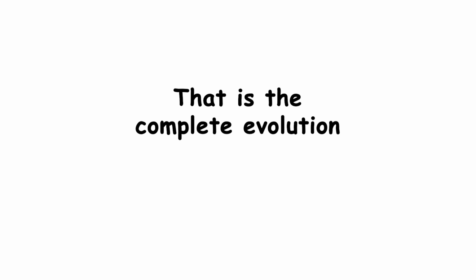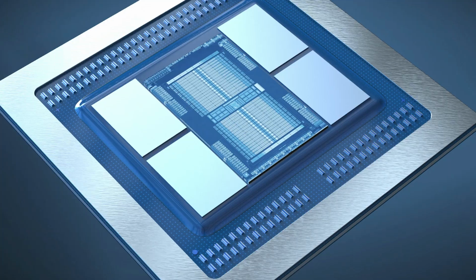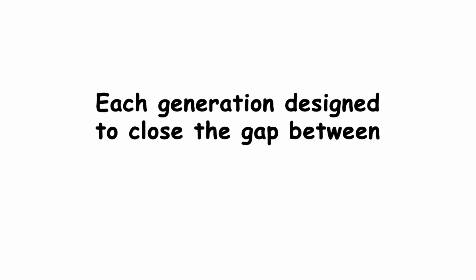That is the complete evolution, from early GCN-based Radeon Instinct cards to unified memory superchips and petabyte-scale AI systems, each generation designed to close the gap between bandwidth, precision, and sheer compute density.